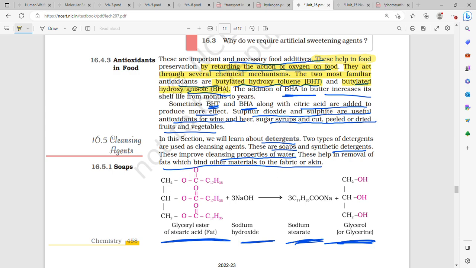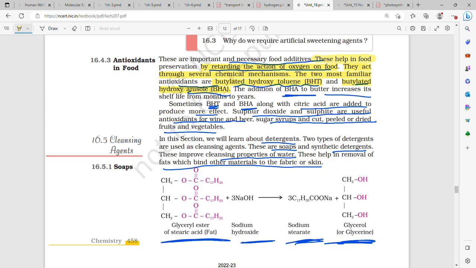So antioxidants help in food preservation by retarding the action of oxygen on food. They act through several chemical mechanisms, but two of the most familiar antioxidants are BHT and BHA. BHT is butylated hydroxytoluene, and BHA is butylated hydroxyanisole.